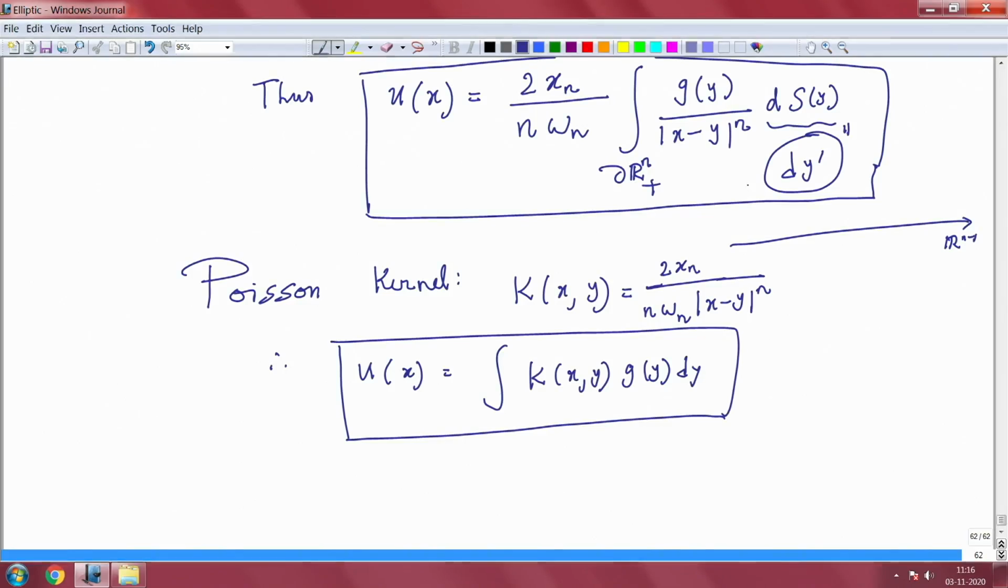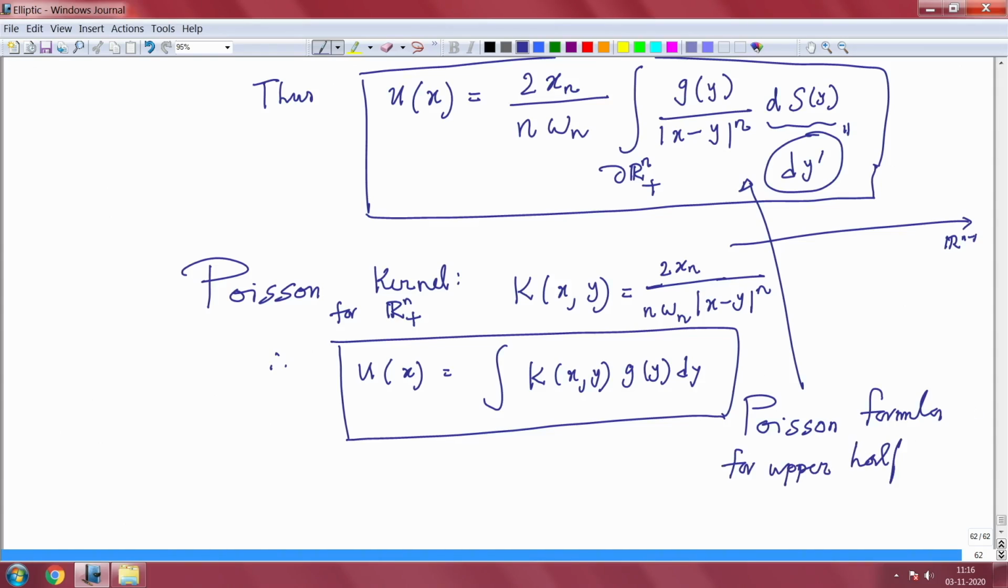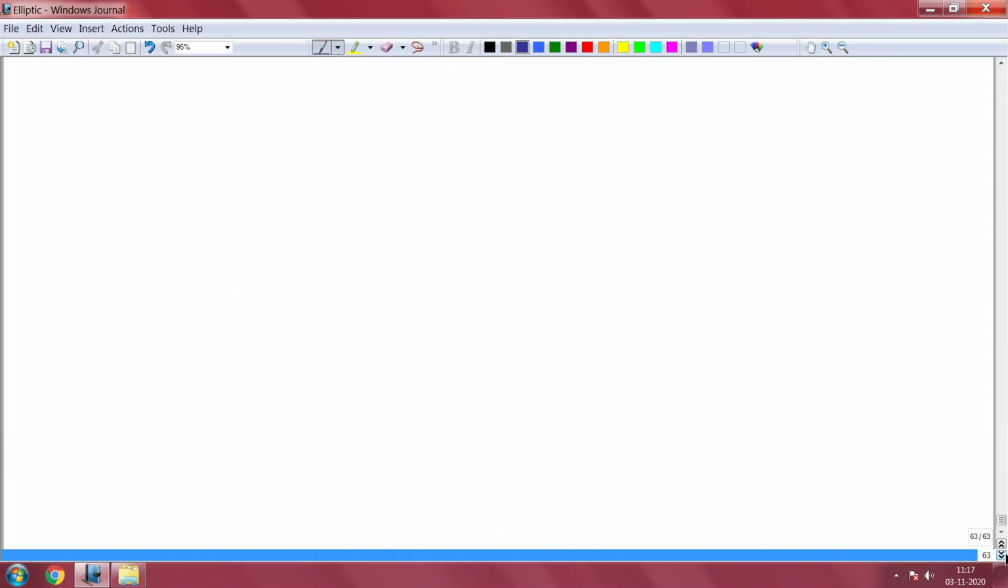So, you have this kernel and then this is called the Poisson formula for upper half plane. Okay. This is also Poisson kernel for R n plus, everything in that, and then this is Poisson formula for upper half plane. But as I said, you are getting this assuming that u is a solution, but now we want to prove that this u is indeed a solution, whether this integral is meaningful and does this solve everything. So, let me try to state a theorem and try to prove that theorem in the next class. If we get time, we will do it here.